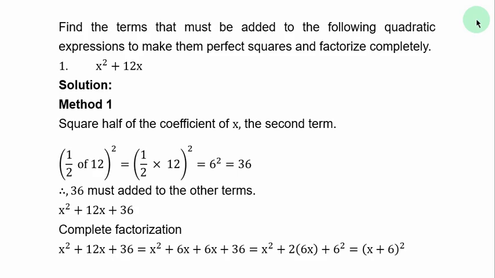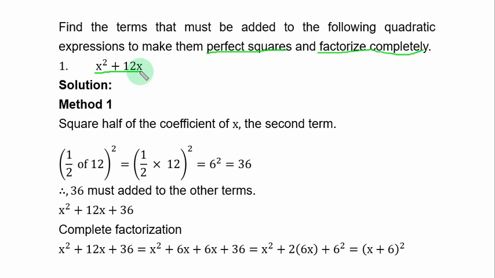Examples. The instruction is: find the terms that must be added to the following quadratic expressions to make them perfect squares and factorize completely. Number 1, x squared plus 12x. We are looking for the term that, when added to x squared plus 12x, makes it a perfect square.